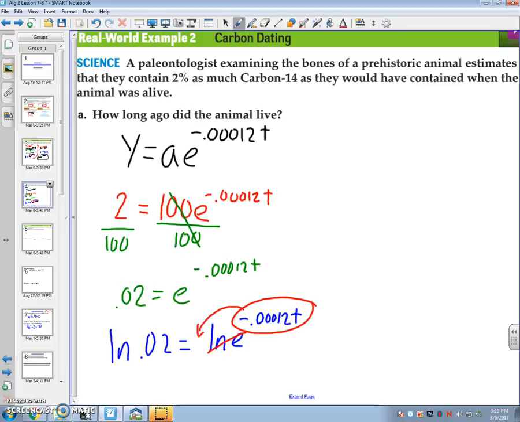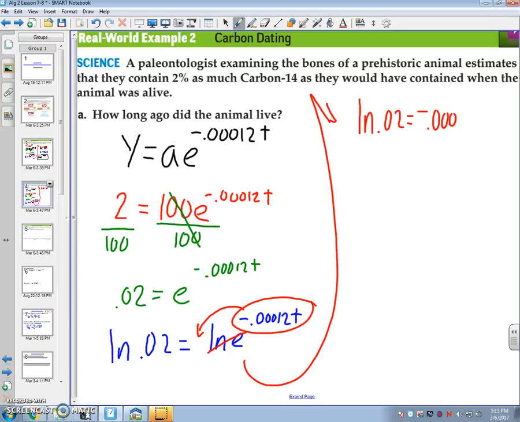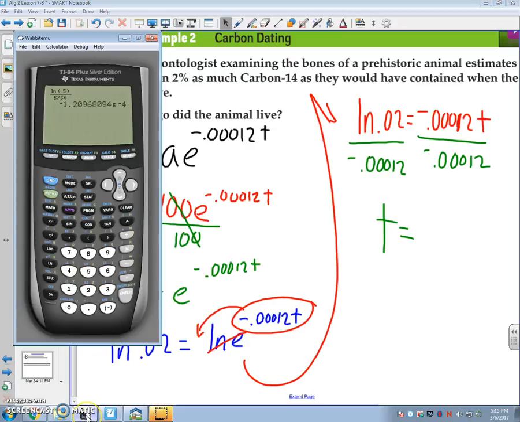This goes down, so I should go up here. So I'm at ln of 0.02 equals negative 0.00012t. And then I'm going to divide to solve for t. Divide both sides by negative 0.00012. So t equals ln of 0.02 divided by negative 0.00012 is the exact answer.